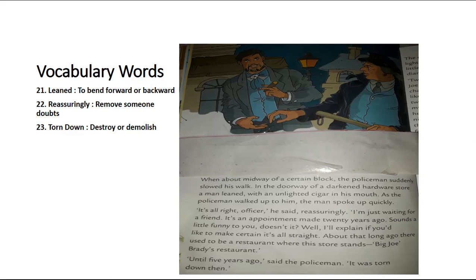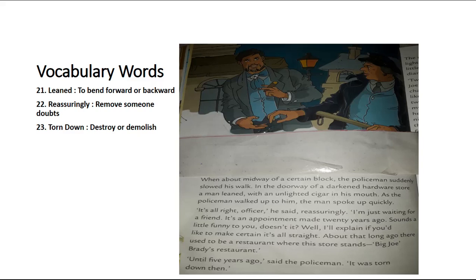So let's continue with the last paragraph of today's session. Vocabulary words are: Number 21, lean. Lean means to bend forward or backward. Number 22, reassuringly. Reassuringly means to remove someone's doubt. Number 23, torn down. Torn down means to destroy or demolish. Now I will read the last paragraph of this session.